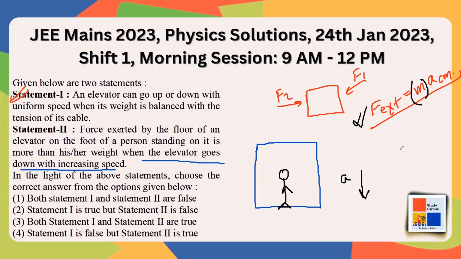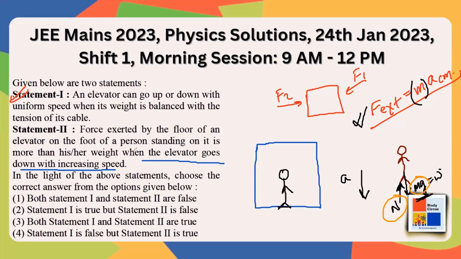If I take the person separately and make the free body diagram, what are the forces acting? One is the normal force that the floor of the elevator applies on the person, and the other is the weight, mg. These are the only two forces. The force in the downward direction is mg, and in the upward direction is the normal force. If the person is accelerated downward, obviously the weight has to be more than the normal force. The push from the floor is lesser than the weight, so there is a feeling of weightlessness for the person.